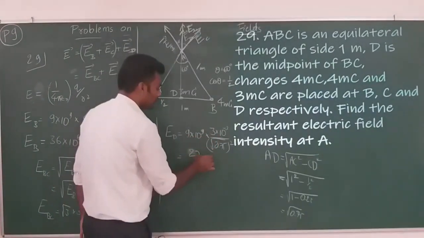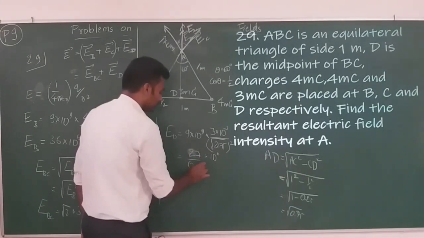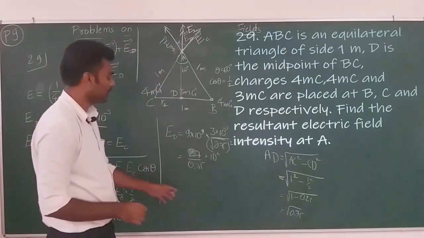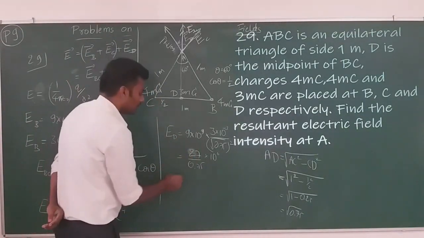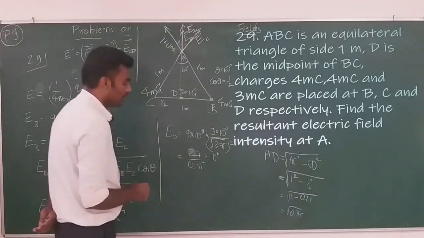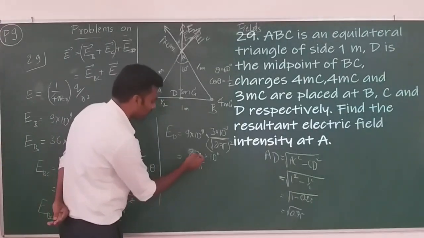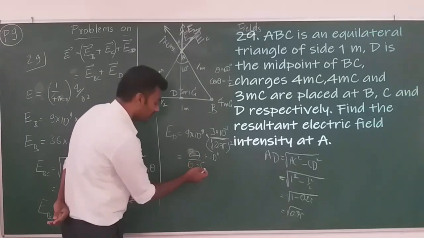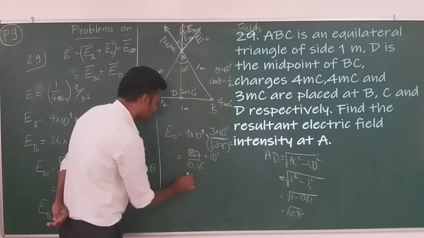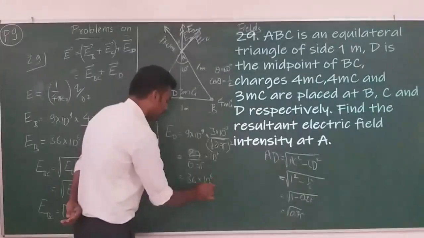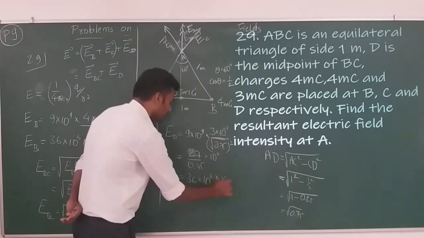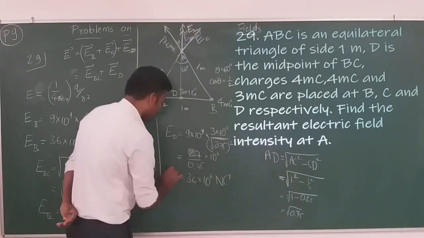Now into 10 to the power of 6 by 0.75. 0.75 is 3 by 4. You simplify that and you will get ED. Make use of a calculator. No, it's actually 3 by 4, 3 ones are 0.75 is 3 by 4, right? So 3 ones are 3, 3 nines are 27, 36 into 10 to the power of 6 Newton per coulomb. Simplify it using the calculator.